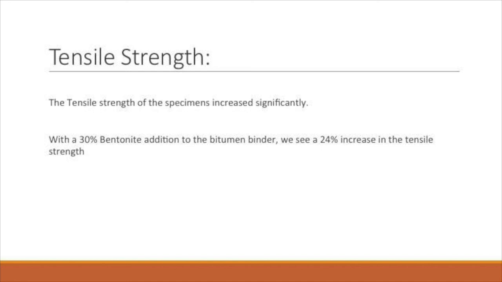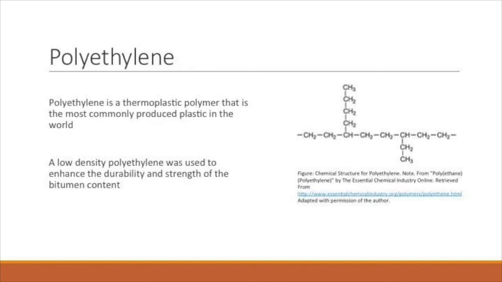The tensile strength is where we see there is a drastic improvement. The indirect tensile strength of the test specimens increased by 24% at 30% bentonite added to the mix. The second additive is polyethylene.